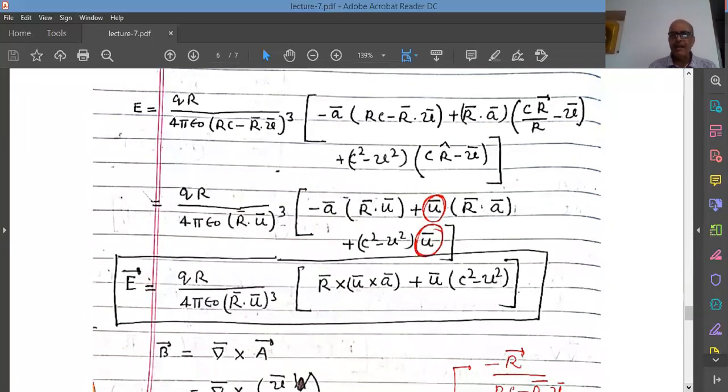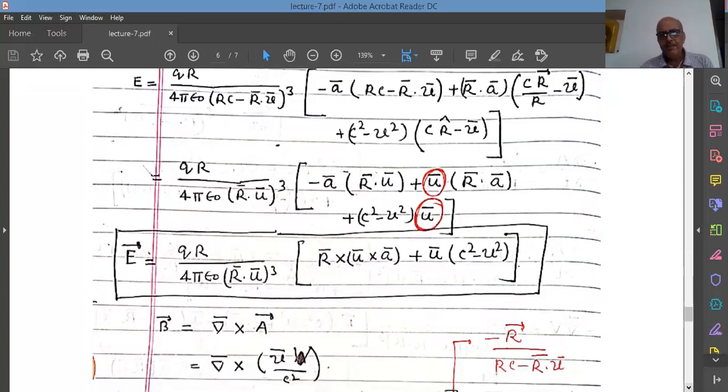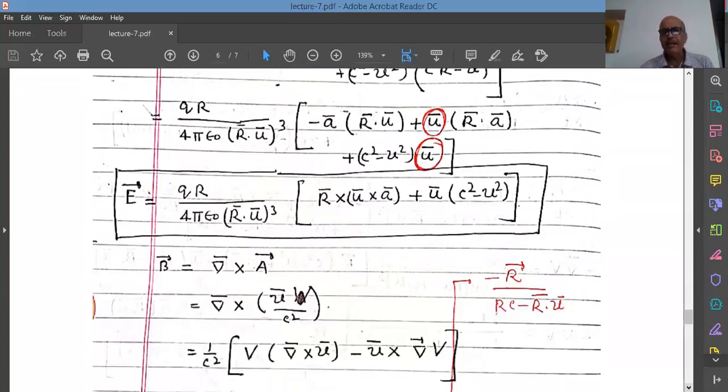And then inside the bracket, we have R cross U cross A, plus U times (c square minus v square). Same thing we have to do for the magnetic field also, because this is the expression for the electric field. Remember here also R, U and A all correspond to the retarded position, that is still there.